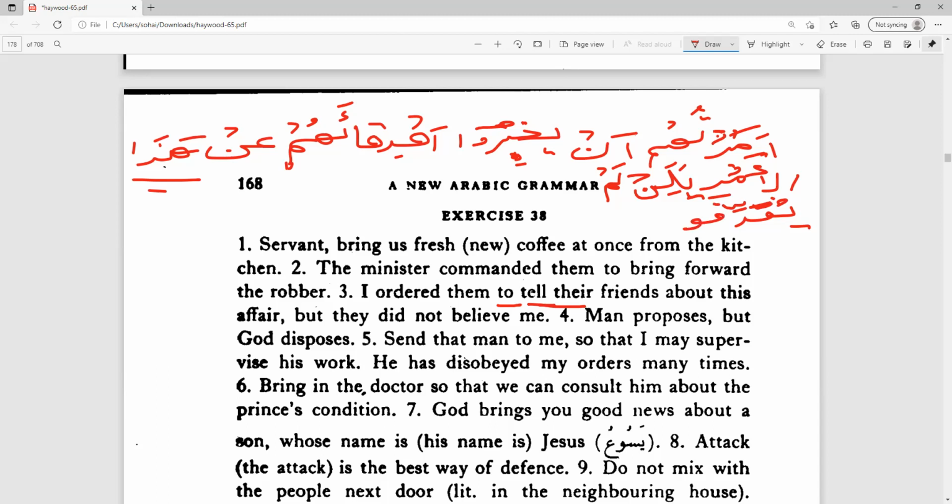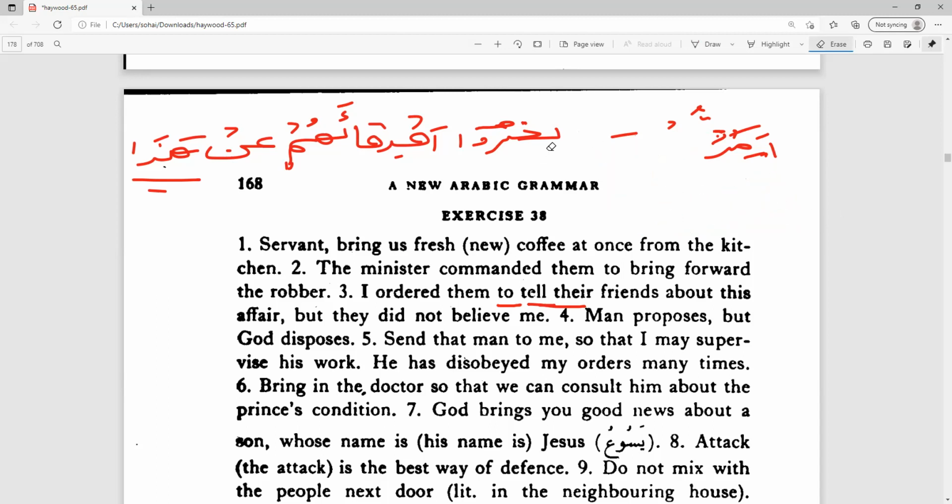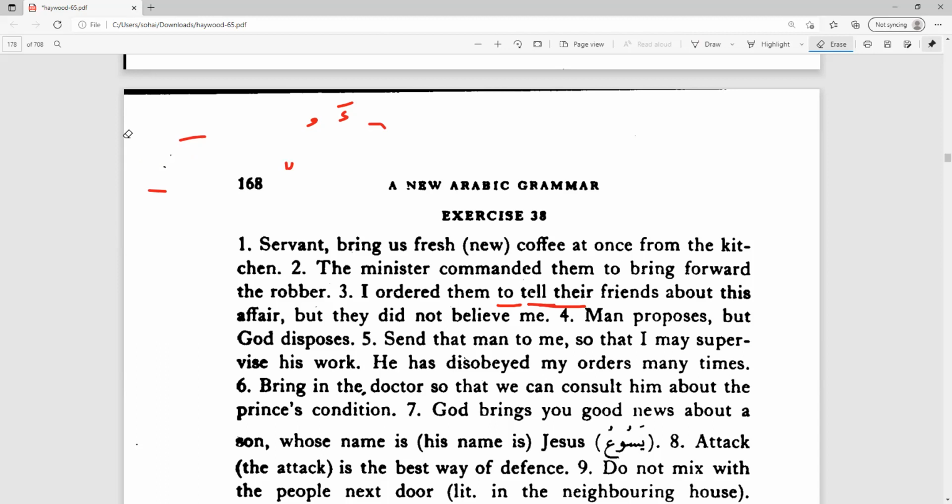No, he did not believe me. They. Yeah, with waw, sir. Lam yusaddiqu. Lam yusaddiquni. So I noticed you need to make sure you use the correct number. If it's plural, you need to use plural, because a couple of times here you used singular when you should use plural. Yes, sir. Okay.